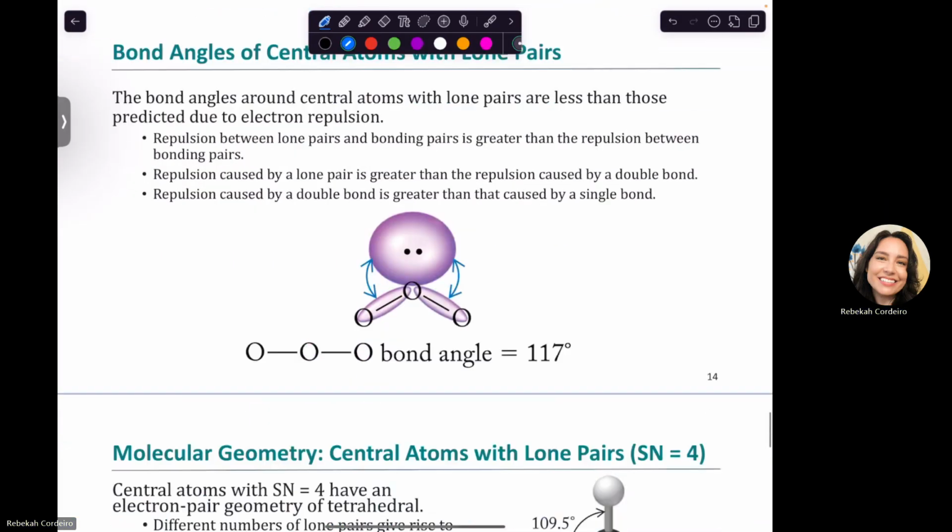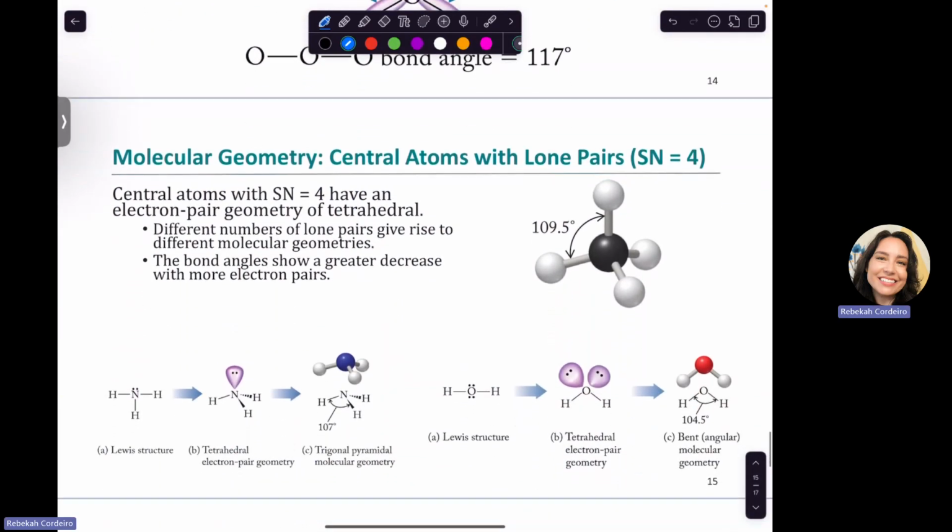For an SN of 4, we have 3 different options. No lone pairs would be tetrahedral. 1 lone pair is tetrahedral electron geometry, but we call this trigonal pyramidal for the molecule. 2 lone pairs is tetrahedral for the electron geometry, and we call it bent for the molecular geometry. You notice that the angle starts at 109.5, and it gets a little less and less the more we add lone pairs. You don't need to memorize the 107 and the 104. Just say less than 109.5, and then know that this one is a little bit less than that.